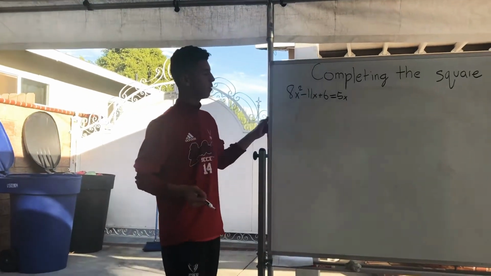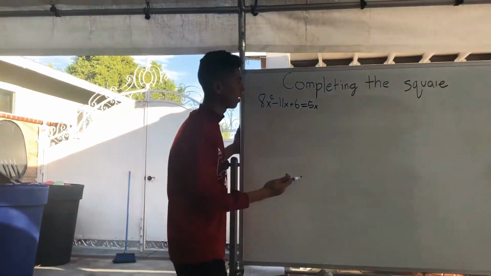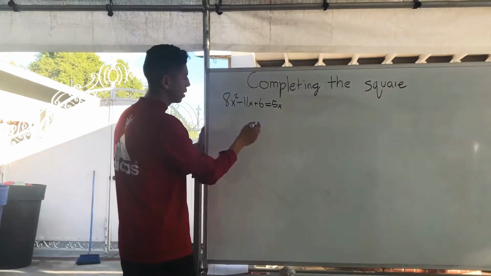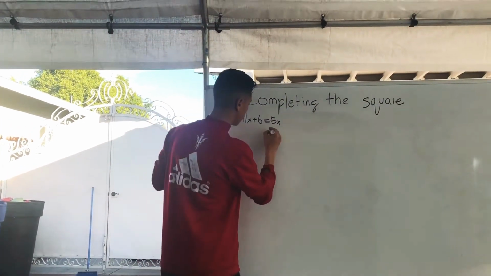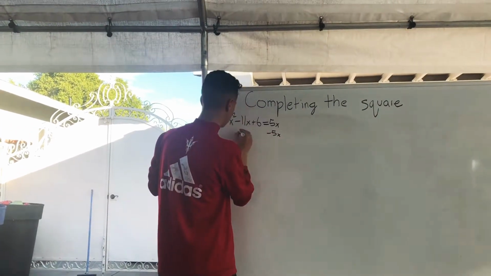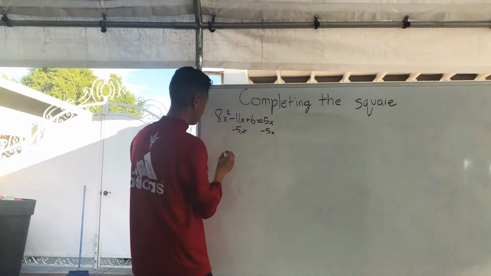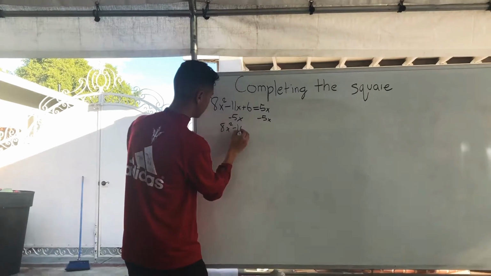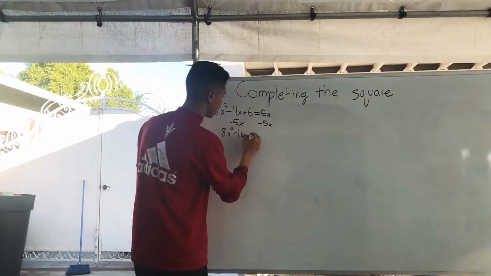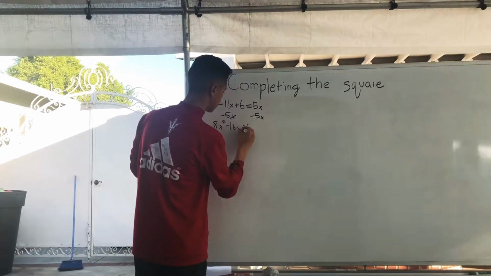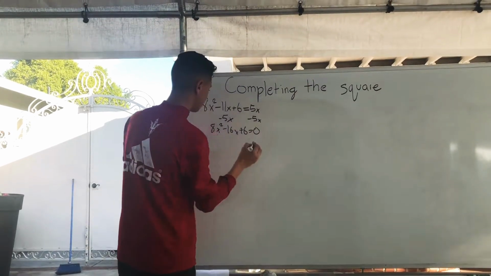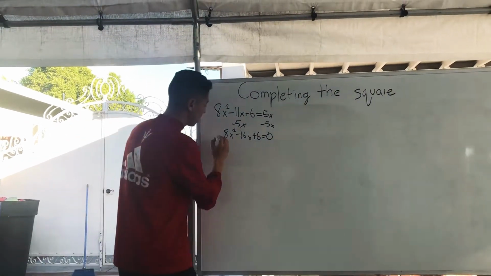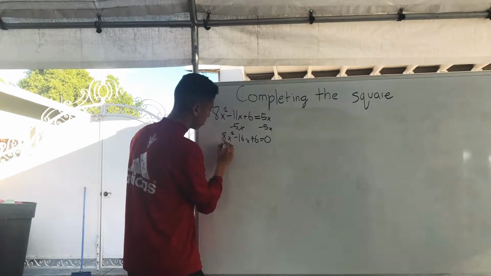The method I'll be using for this equation is called completing the square. So first you're going to want to make the right side 0. Negative 5x, negative 5x, 8x squared minus 16x, you combine the terms, plus 6 equals 0. Afterwards you want to divide by 8 because the a has to equal 1.